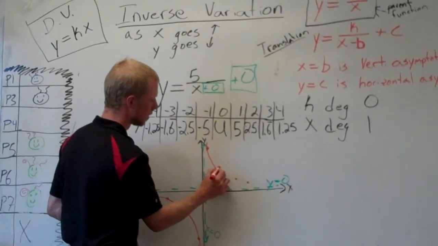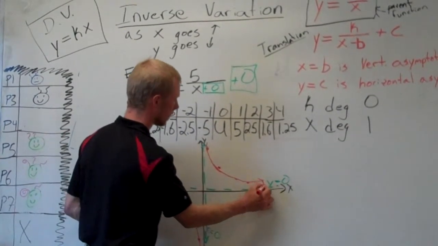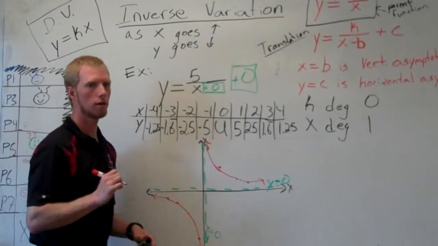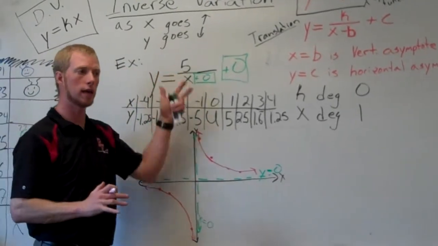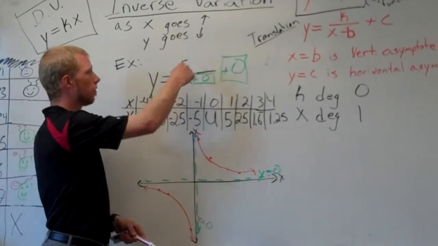And that becomes my graph. That is how you would graph inverse variation by hand.